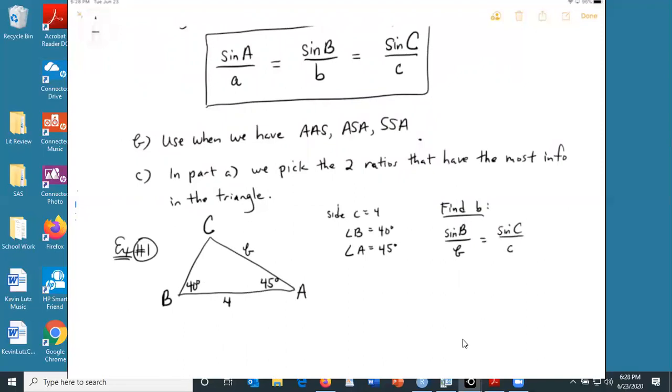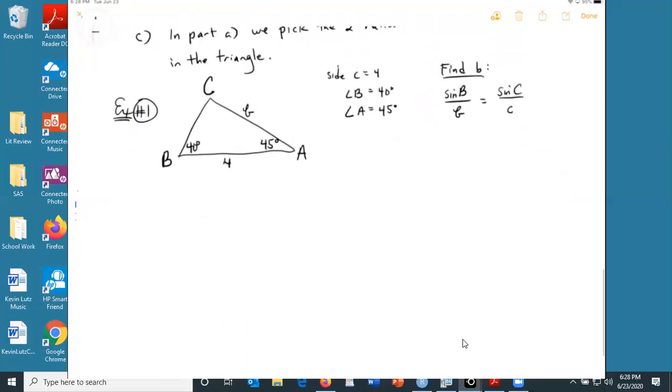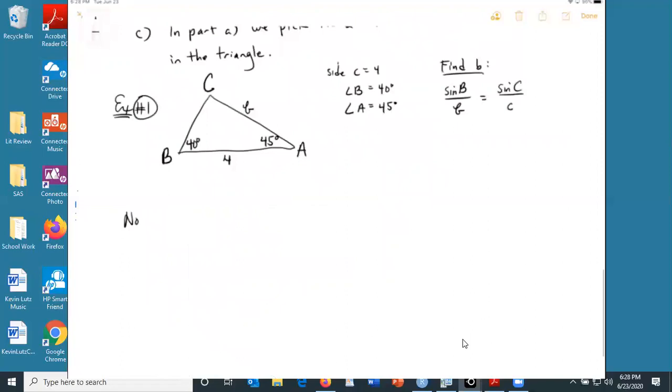You might be looking at the triangle and thinking, wait a minute, we don't know angle C. We do know angle C. We can find it very easily. So one little note here that we want to make is that the sum of the angles of any triangle is 180 degrees. Maybe you remember that from geometry.